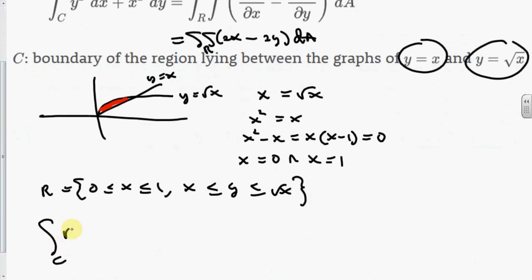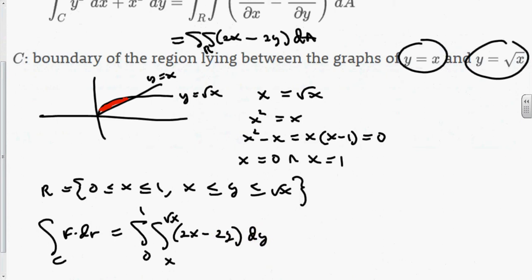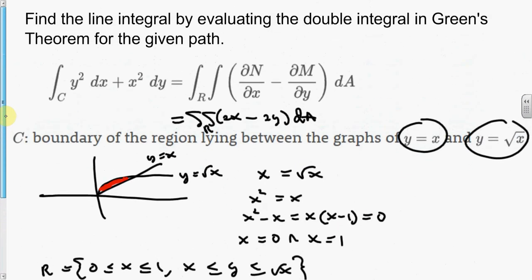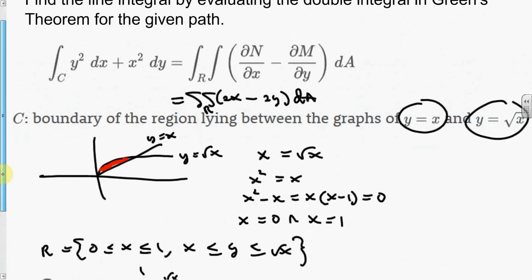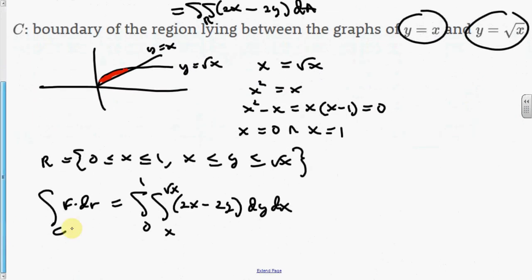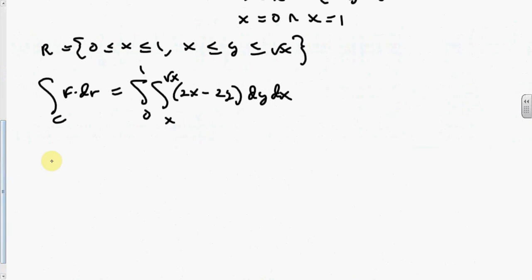So this line integral is equal to that double integral from 0 to 1, x to the square root of x, and this was 2x minus 2y, dy dx. So I think we have that right. Yep, 2x minus 2y. So evaluate with respect to y, the integral from 0 to 1. This is 2xy minus y squared. Y goes from x to the square root of x, dx.